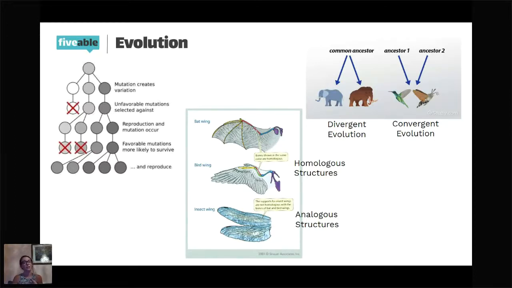So homologous structures, same structure, different function. Sometimes, in this case, they're pretty similar, but like a human hand and a bat wing would do different functions. And then analogous structures, different structure, same function. They're doing the same thing, but they don't look the same because they didn't evolve from a common ancestor.